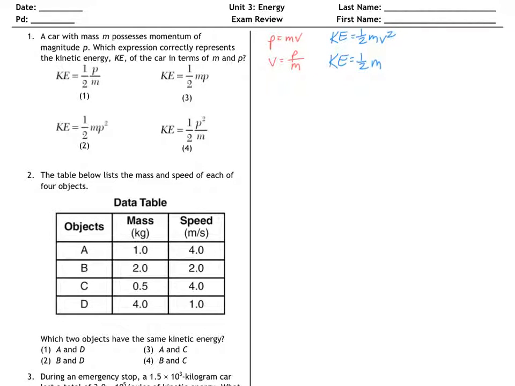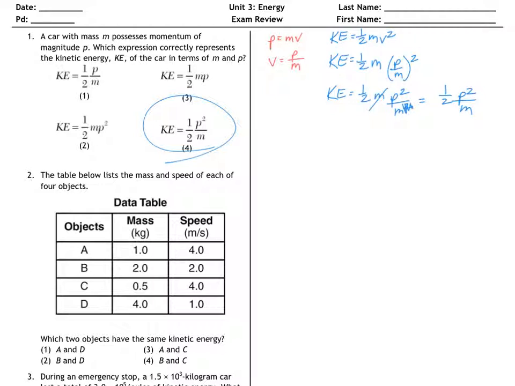For instance, as I encounter the kinetic energy equation KE equals 1/2 mv squared, I know I need to replace the v with p over m. So I'm going to do that now. I need to write p over m squared because the v was squared, and with simplification I get KE equals 1/2 mp squared over m squared. So this m is going to cancel with the square of the m, and that's going to leave us with 1/2 p squared over m. So I believe choice 4 is our correct answer.